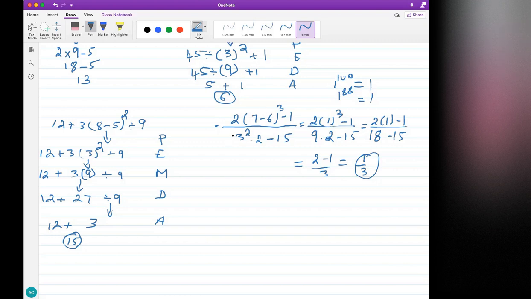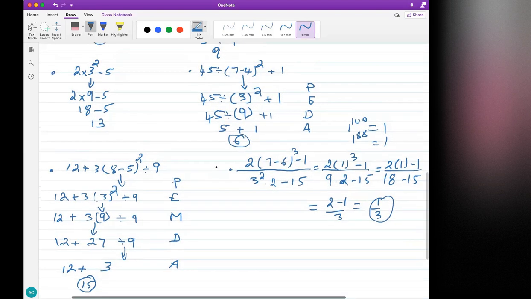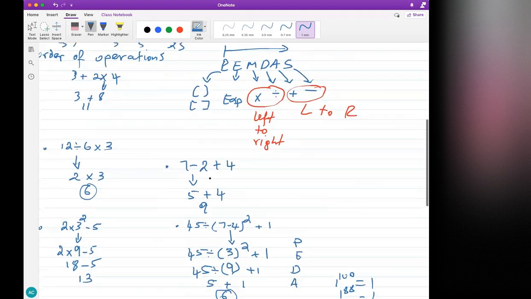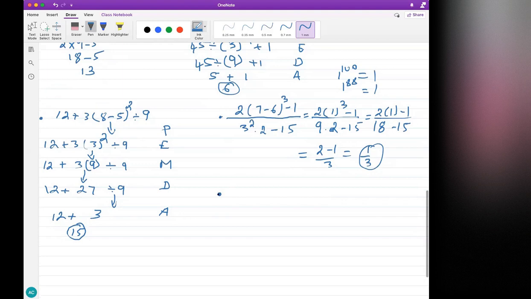If you want to do them separately, that's fine too. If you want to work on this one by itself, and then work on the other one on the side, and then put them together as a fraction at the end, that's fine as well. Either way, you should get the same result. Okay, so that's what happens when you have that. Let's now see the case where you have parentheses embedded inside parentheses.